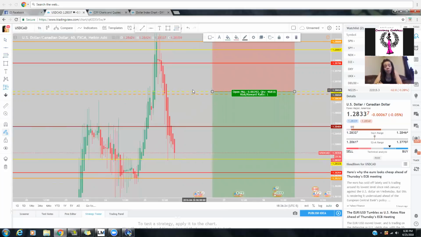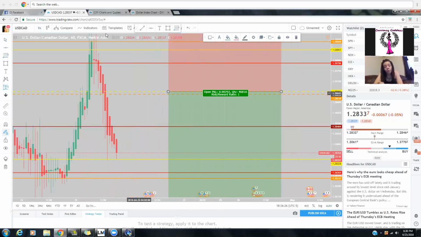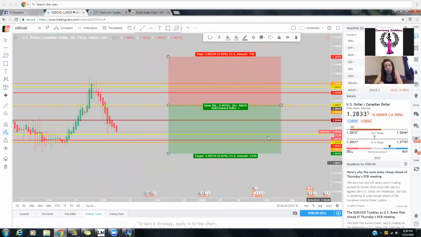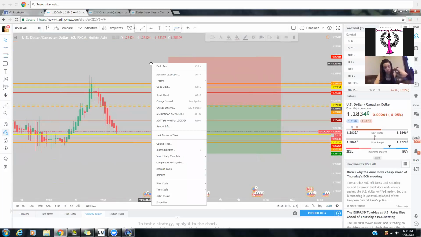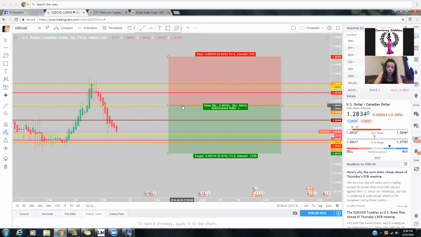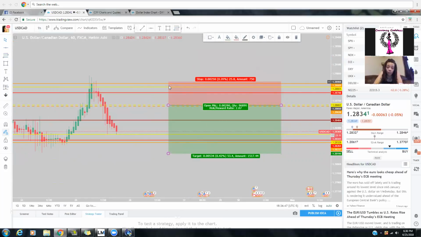If you're going on a short, like what's right here, the sell, you always want to go on a 3-to-1 ratio. So you're going to come over here and you're going to click long or short, pick your position. And once you have your position, you just drop it on where you're going to enter. At that point, you want to make it a 3-to-1 ratio.